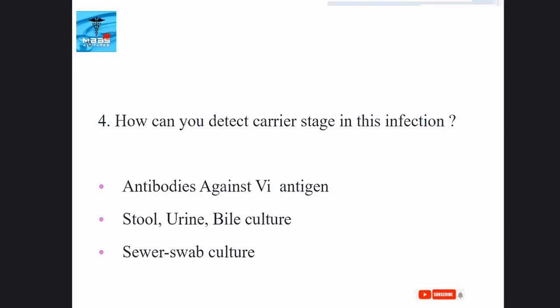Then how can you detect the carrier stage in this infection? We can detect antibodies against Vi antigens specifically. Then culture of stool, urine and bile samples. So repeated culture of the stool, urine and bile samples should be done. Then sewer swab culture is another method to detect the carrier stage in this infection. So these are the methods to detect the carrier stage in this infection.